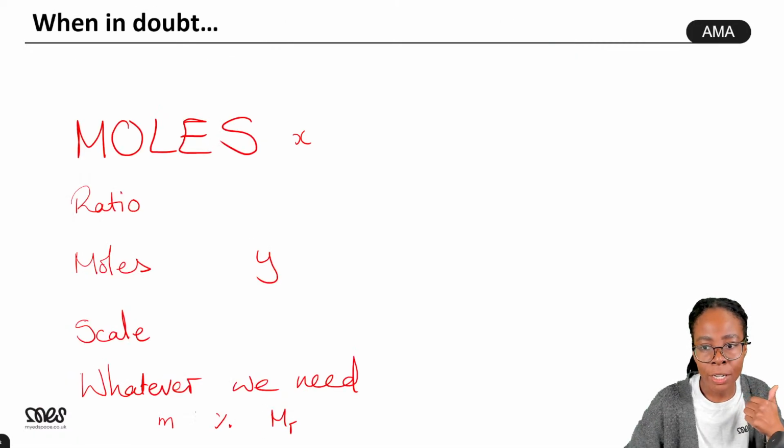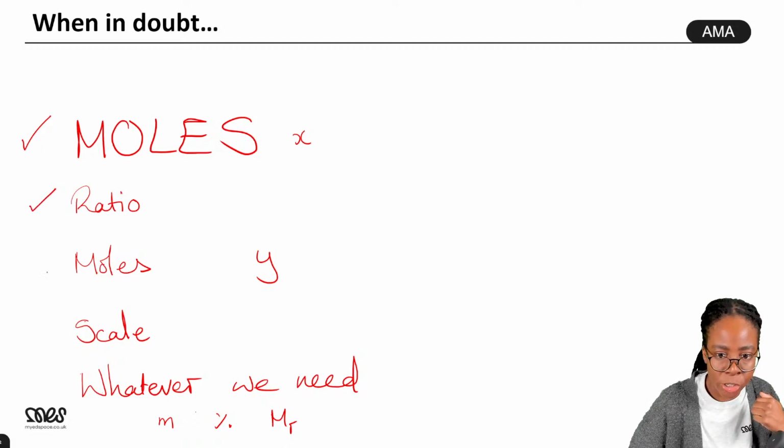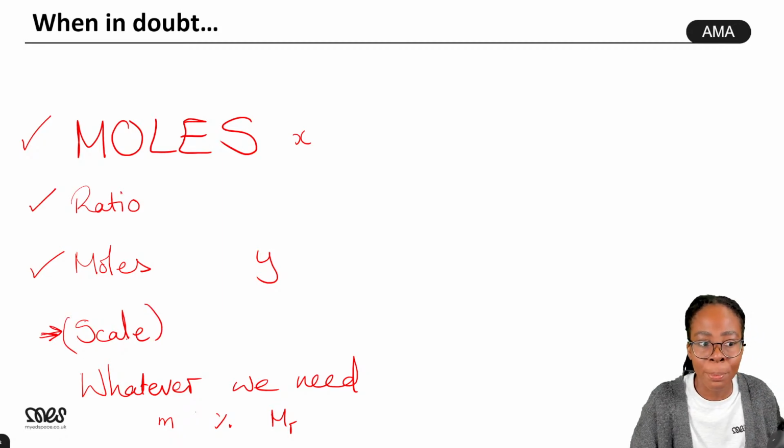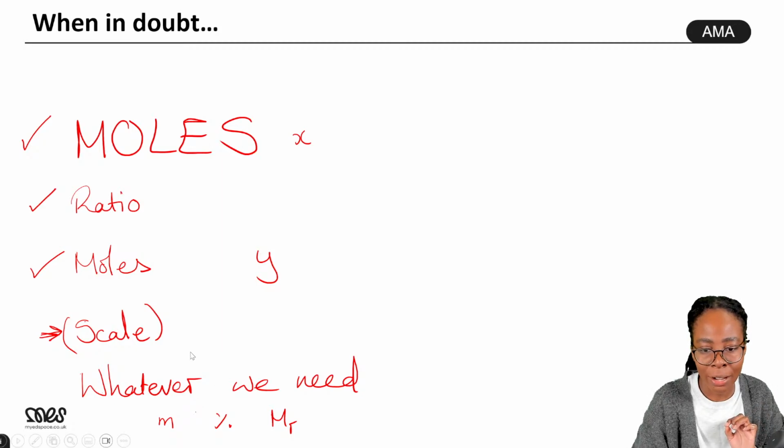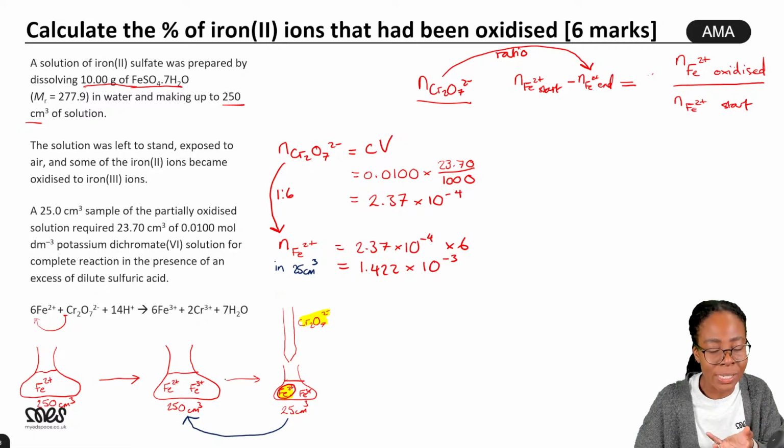We've done moles of what we can find the moles for. We've done the ratio, we looked at the ratio to find the moles of what we care about. And then we often need to look to scale. That's not going to be in every single one, but it's typically going to be in our longer calculations. And by scale, what we mean is we have calculated the number of moles of Fe2+ in 25 centimeters cubed. But we need to find out how many moles of Fe2+ we had in the original sample that was sat there oxidizing.